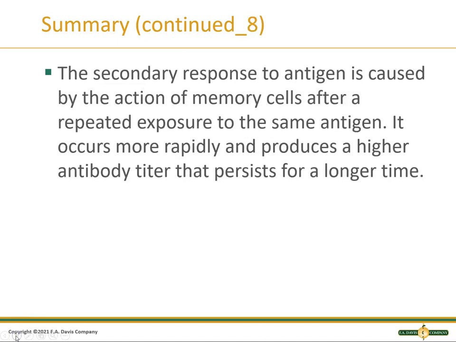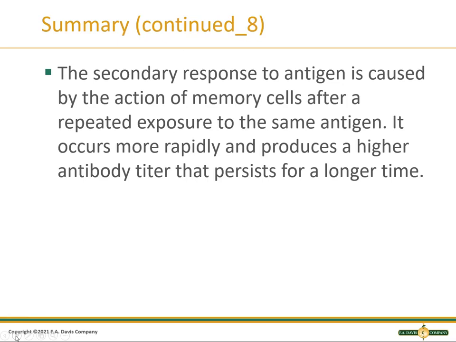The secondary is from the memory cells, because remember, in the primary, we actually make memory cells. So when we get exposure to it, the memory cells say, oh God, I've seen this before. I know how to do it. It's quick, bam, and out it comes. So it's rapid, and you can see from the graph, a very high amount of antibodies.